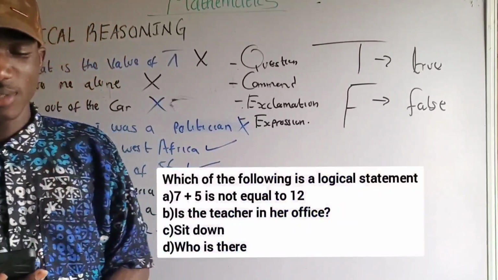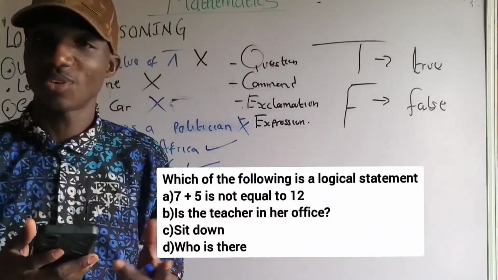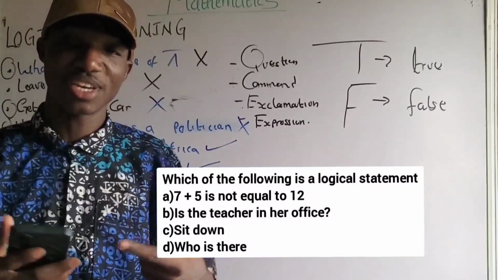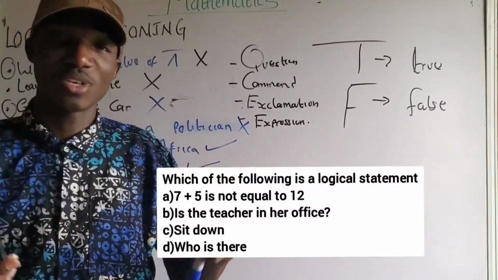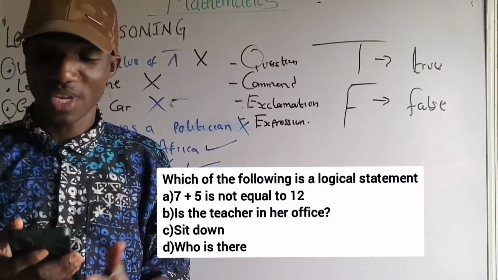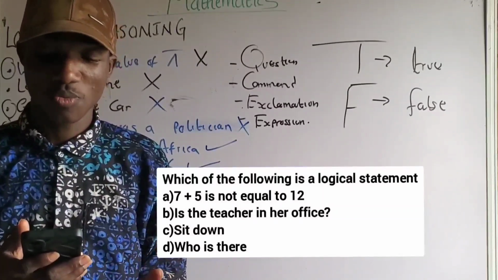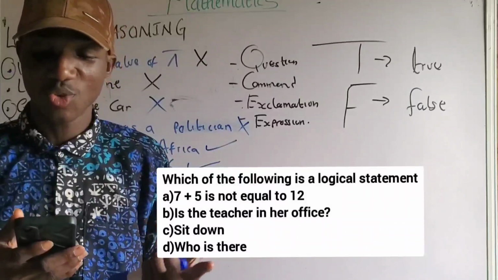Okay. Now let's look at another question here. Which of the following is a logical statement? You can see that all these examples, all these questions that I'm bringing out, we are differentiating sentences from statements. And when do we call a sentence a statement? Are you getting what I'm trying to say? So make sure you pay attention. 7 plus 5 is not equal to 12. Is that a statement or not? Yes, it is a statement. It is a logical statement.